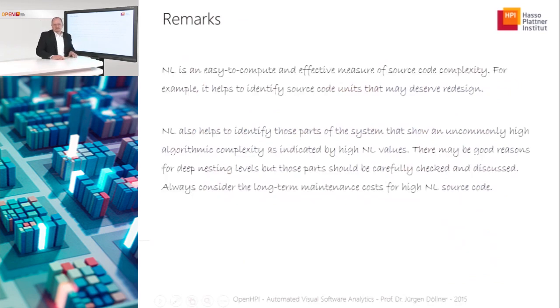Let me end with some remarks. The nesting level metric is an easy to compute and effective measure of source code complexity. For example, it helps to identify source code units that may deserve redesign. Nesting level metrics also help to identify those parts of the system that show an uncommonly high algorithmic complexity, as indicated by high nesting level values. If this is the case, check whether you have good reasons for deep nesting levels, and you should carefully check them and discuss them. Always consider the long-term maintenance costs for high nesting level source code parts.